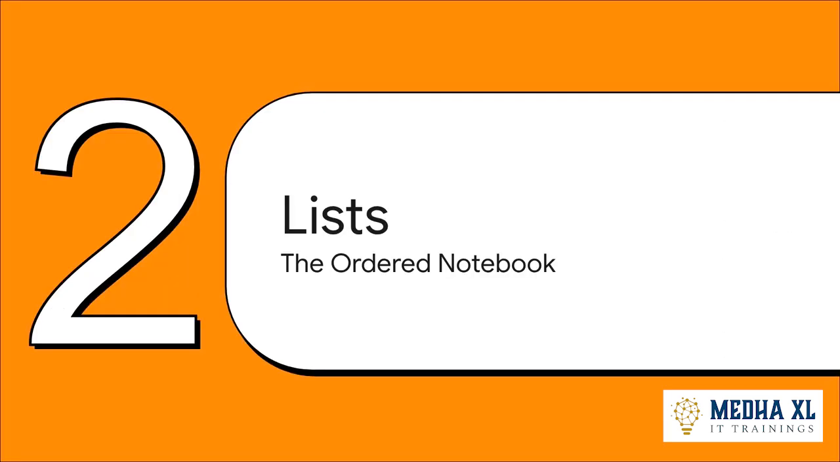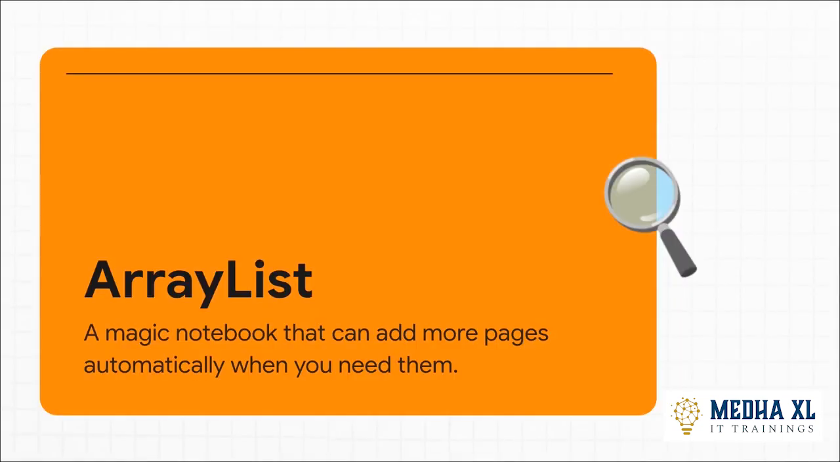So let's grab that first tool from our kit, the list. This is your go-to anytime the order of your items really matters. You know, like a to-do list, or the steps in a recipe, or a playlist. The sequence is everything. The most common type of list you're going to run into is the ArrayList.